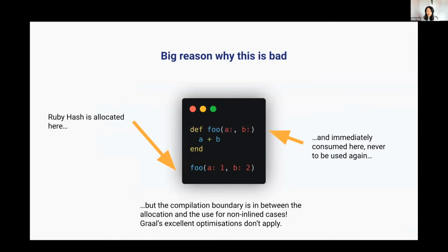So this code example demonstrates how it works. You can see that the Ruby hash is allocated at the foo method call site, and then immediately consumed at the call target where the foo method is defined and then never used again. The compilation boundary is between the allocation of the Ruby hash and the use for non-inline cases. And this kind of defeats any compiler optimization that Graal provides.